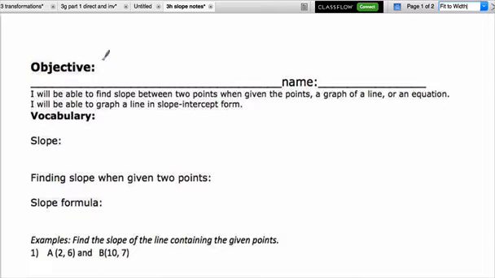Hey, welcome to the video for Objective 3H. I will be able to find slope between 2 points when given the points, a graph of a line, or the equation, and I will be able to graph a line in slope-intercept form.